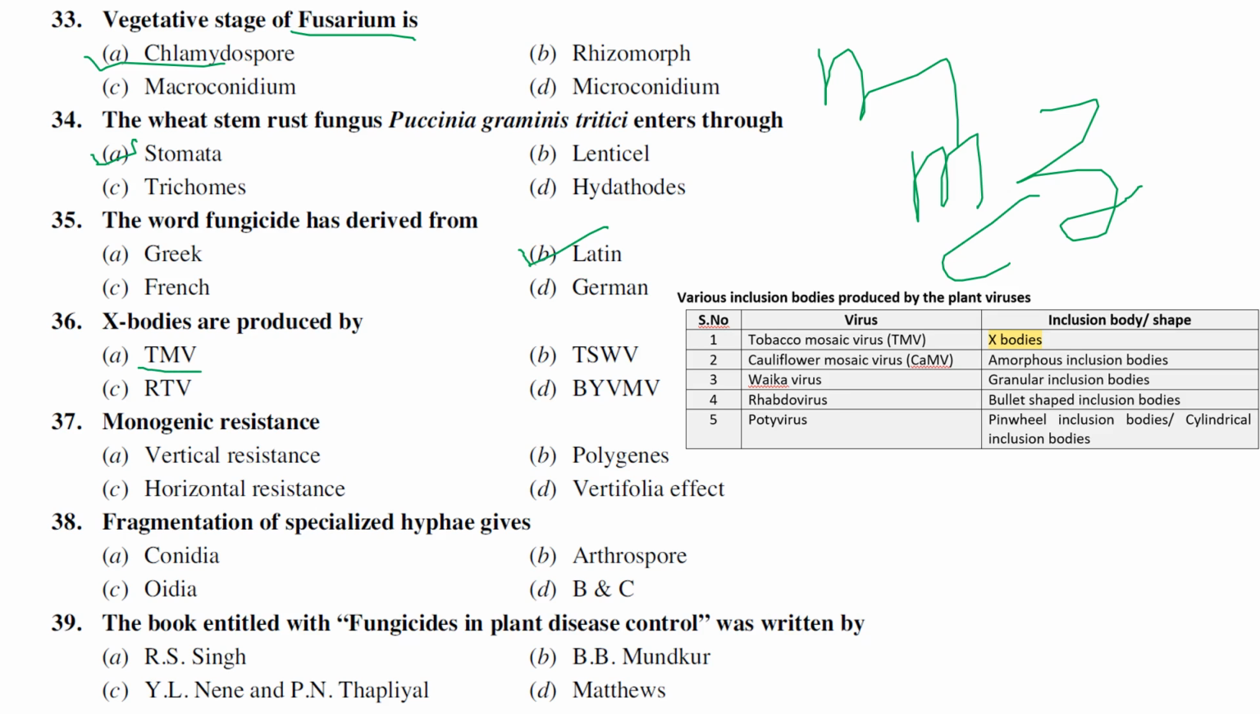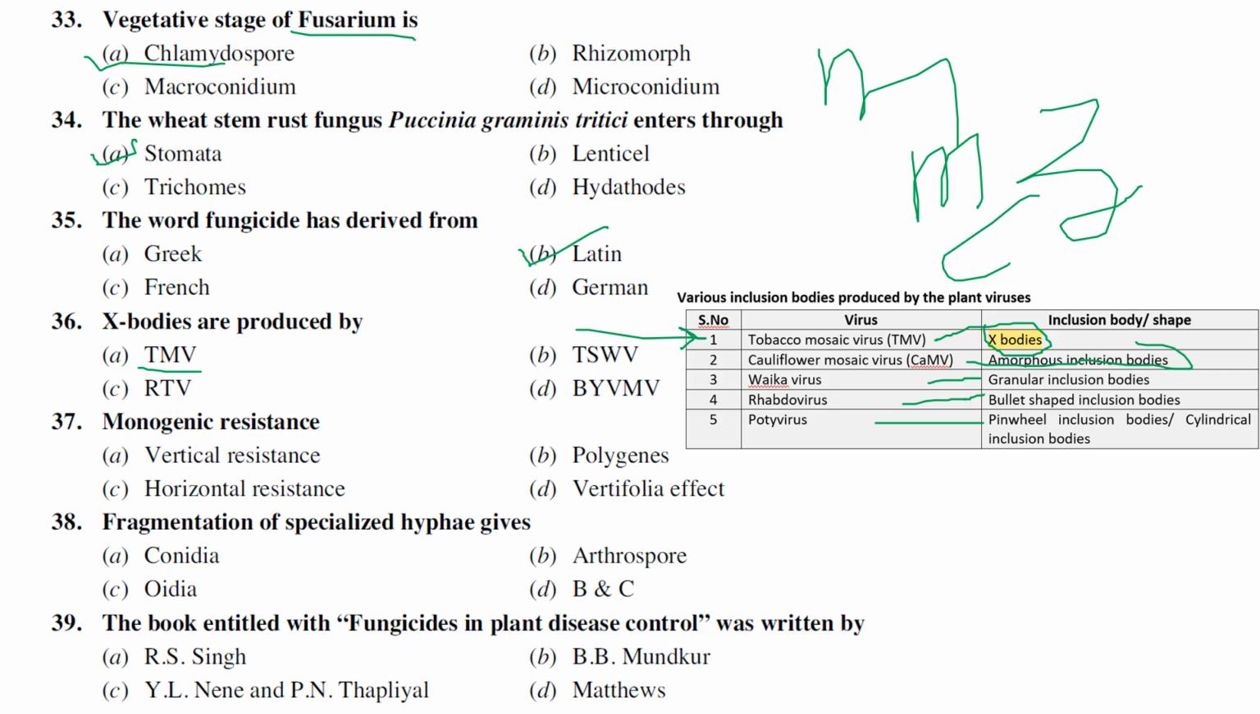On the right side I have mentioned a couple of other inclusion bodies that are produced by plant viruses. Tobacco mosaic virus produces X bodies, whereas cauliflower mosaic virus produces amorphous inclusion bodies, Zika virus produces granular inclusion bodies, rhabdovirus produces bullet shaped inclusion bodies, and Potyvirus produces pinwheel or cylindrical inclusion bodies. So these are all the various kinds of inclusion bodies. But the question is, X bodies are produced by tobacco mosaic virus.